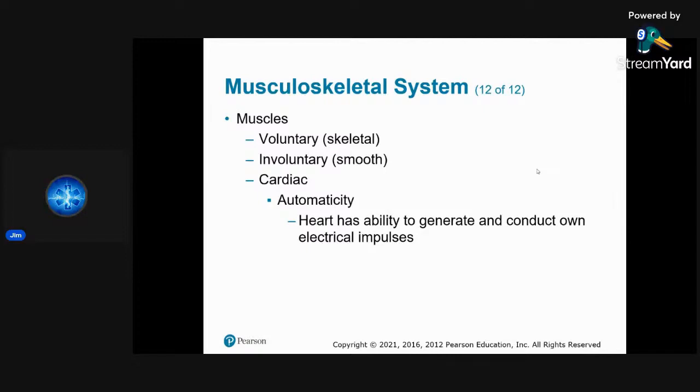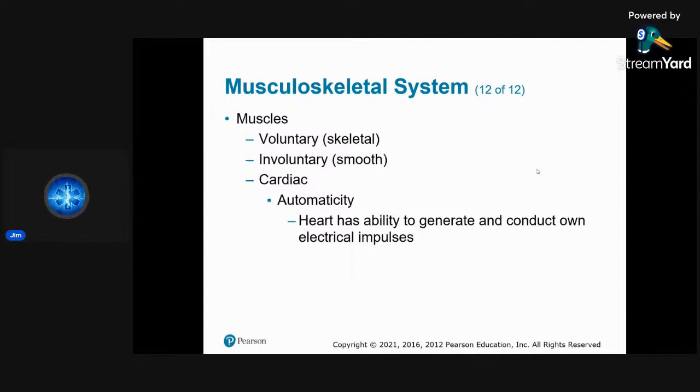Talking about the muscles a little bit. You have voluntary muscles, your skeletal muscles. These are muscles that I can control, right? I can squeeze and make a bicep. Involuntary, smooth muscles. These are the muscles I can't control, like digestive muscles, stuff like that.